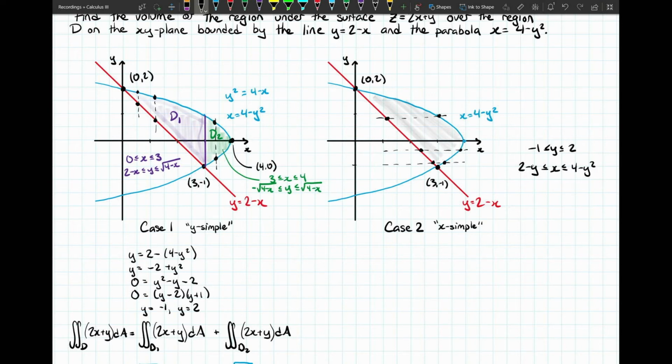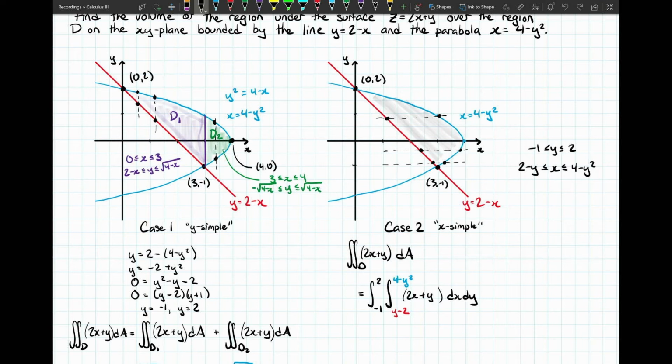Those had better be functions of y because at any given value of y from -1 to 2, the x boundaries are not constant numbers. They depend on the current value of y. This means that we can turn our double integral of 2x plus y dA over the region D into the iterated integral where y ranges from -1 to 2 and x ranges from y minus 2 to 4 minus y squared for each of those y values.